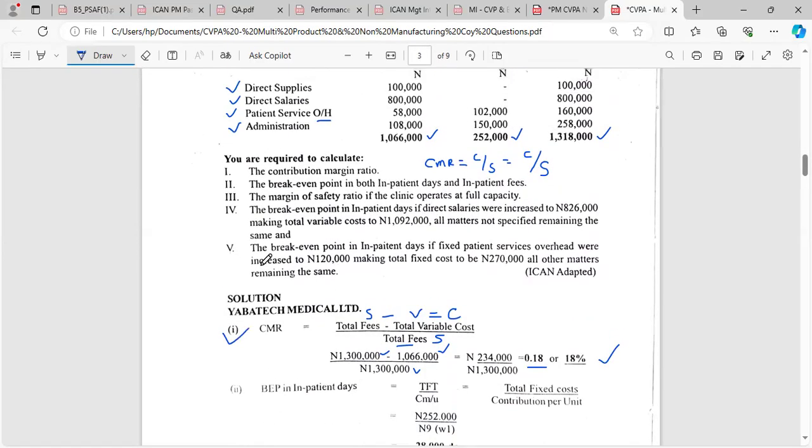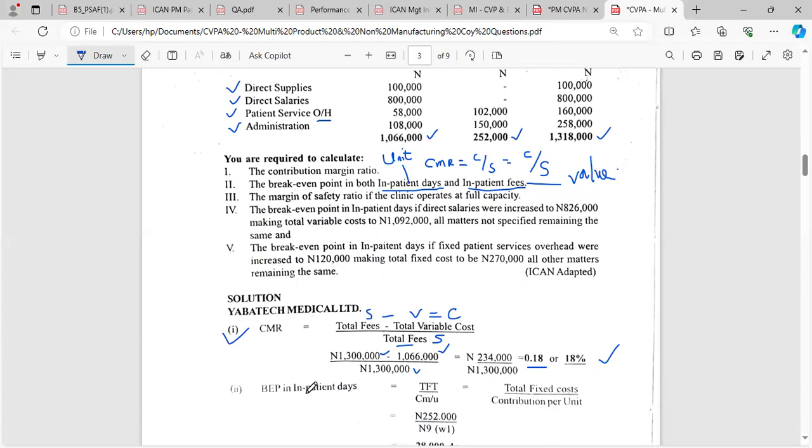Then let's move to the next one, which says the break-even point in both inpatient days and inpatient fee. So this inpatient days is like units. So break-even point in unit, because that's the unit of measurement. The hospital measures their income via the number of patients that come in and the number of beds that they take. So this inpatient days is the break-even point in unit for a manufacturing company. Then inpatient fee is break-even point in value. If you can understand this, it's very simple.